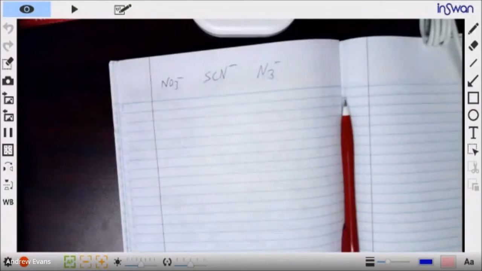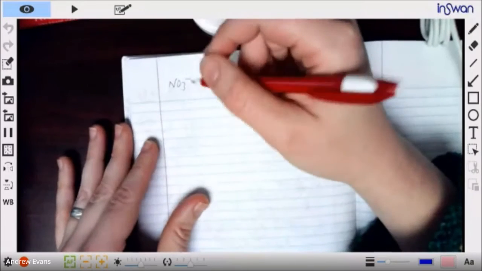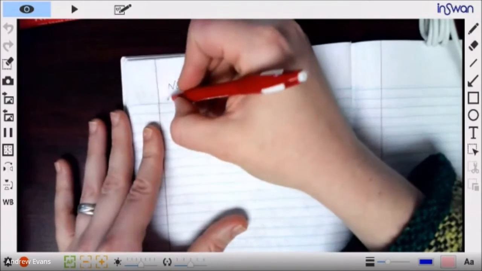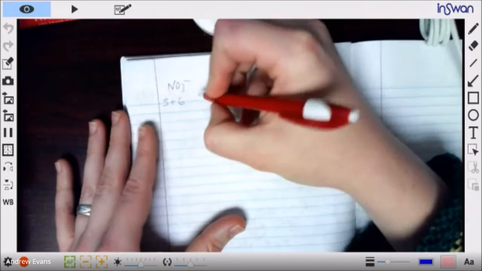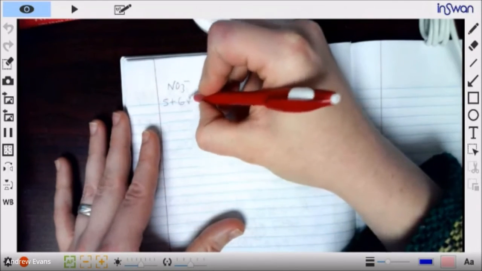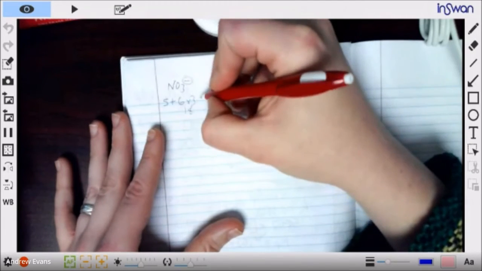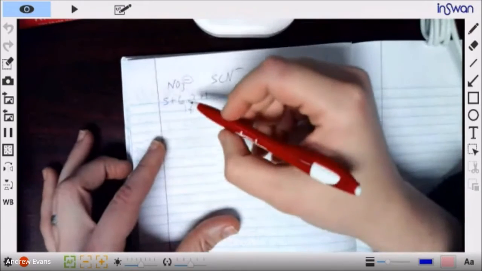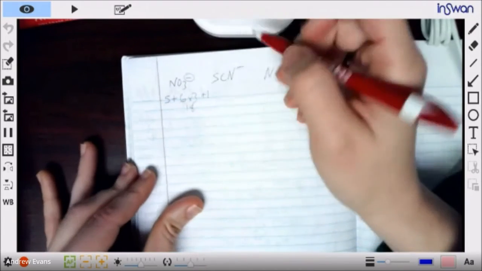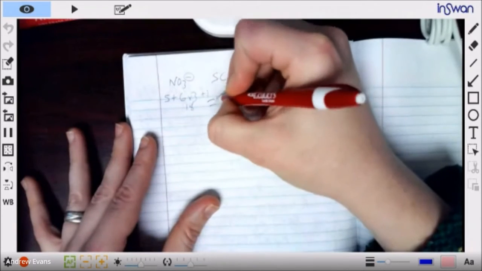So first things first, remember our rules. First, count the number of electrons. Nitrogen, group 5, so it has 5 electrons. Oxygen, group 6, so it has 6 electrons. 6 times 3 is 18, and then it's charged, so +1. So 5 plus 18 plus 1 is, what, 24? 24 electrons.